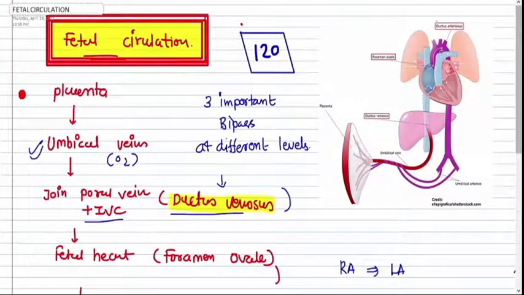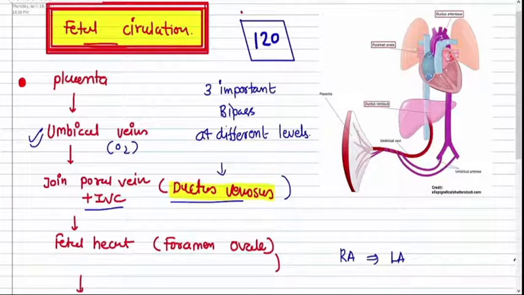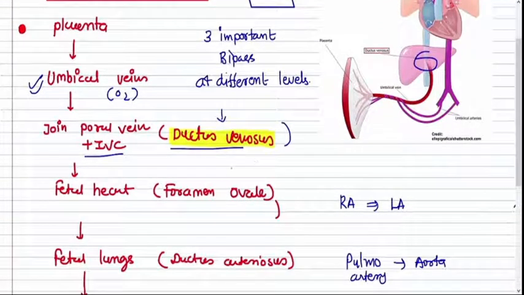Now, another important aspect in obstetrics is to understand fetal circulation and the bypasses of the blood at different levels in the fetus. So, from the placenta, oxygenated blood goes through the umbilical vein to the fetus. In the fetus, this umbilical vein will join the portal vein and inferior vena cava, and the bypass here is the ductus venosus in the liver. Now the blood from here goes through the fetal heart, and in the fetal heart we have another bypass called the foramen ovale, which passes blood from the right atrium directly to the left atrium.